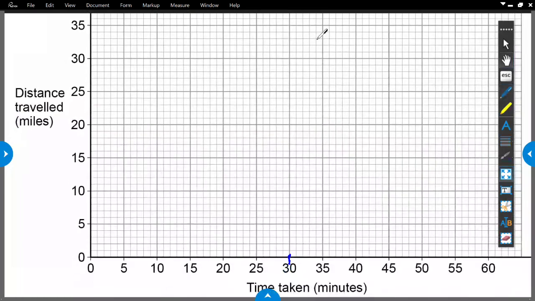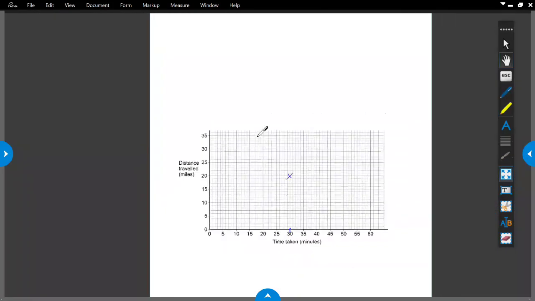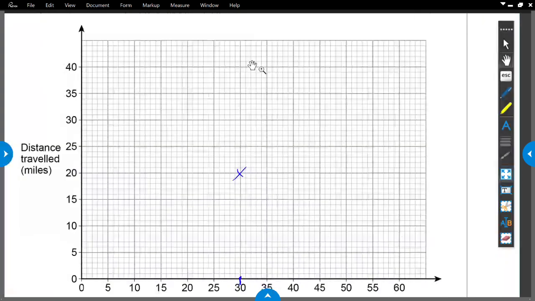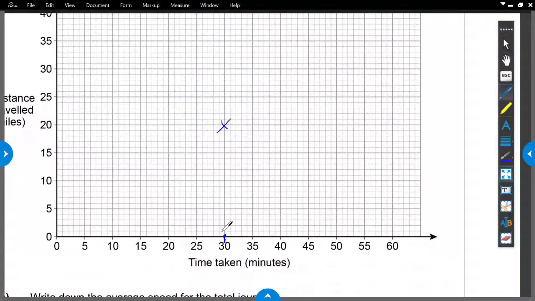So we can plot that on here. We have 30 minutes and a distance of 20. Let's plot that on. And then the second point is telling us that she stops for 15 minutes. That must mean her distance isn't changing because she stopped. She's still. So after another 15 minutes, that takes us to 45.